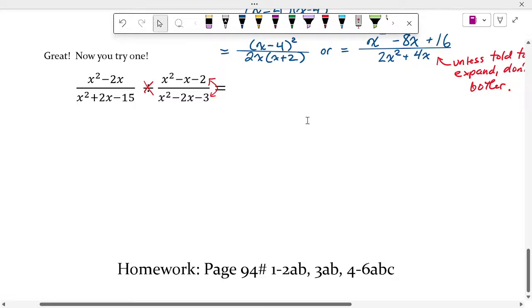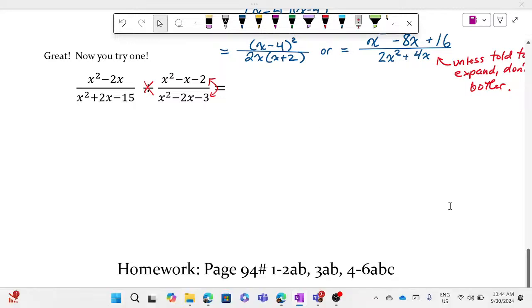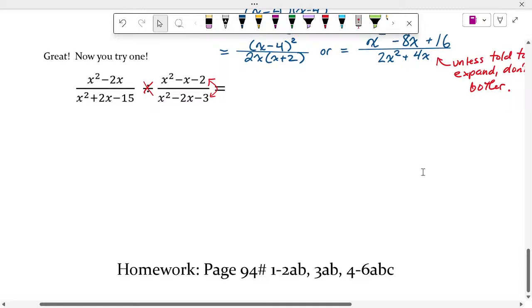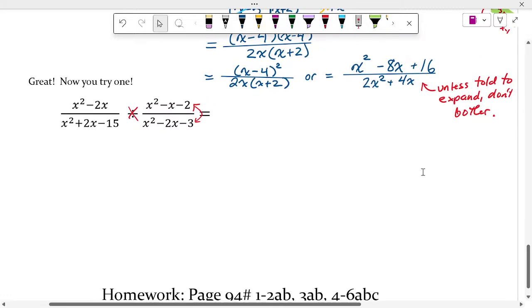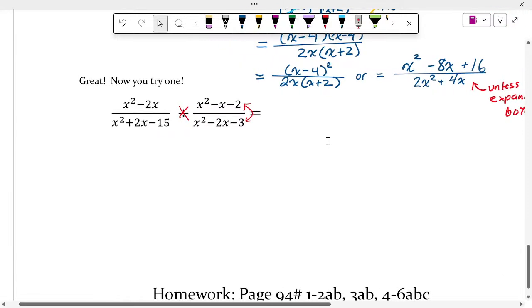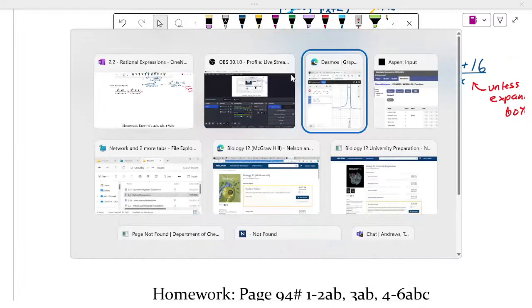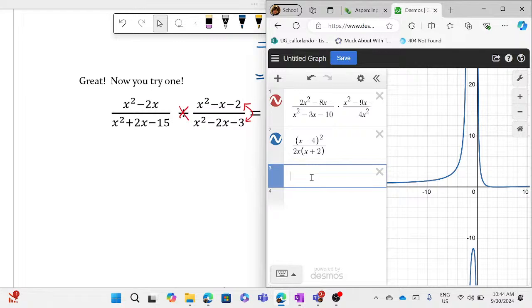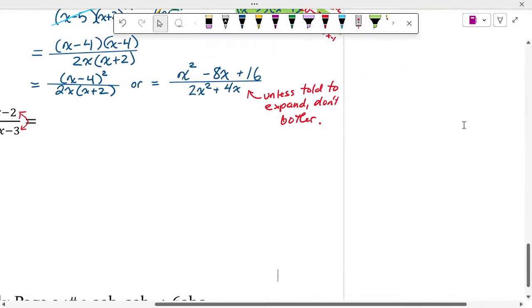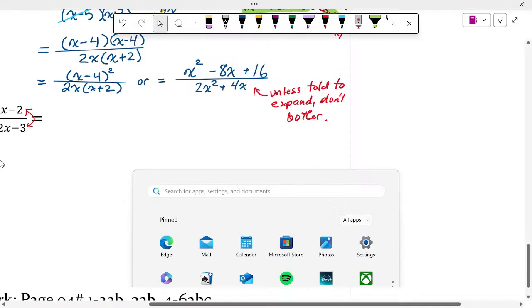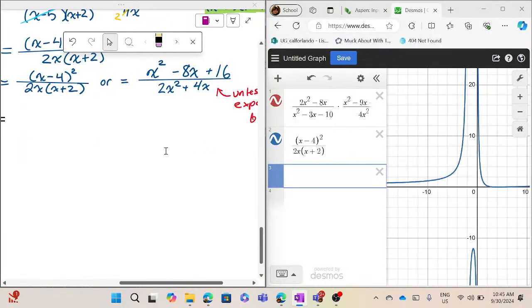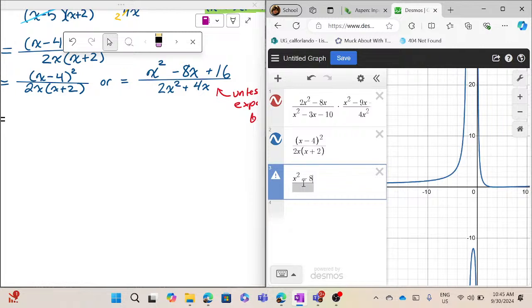It's just a good skill to have. Sometimes you'll have to expand it because I'll say, express your answer in expanded form. But if I don't say that... Oh, and if we want to check it in Desmos, do we have to expand it? No, I didn't expand it, right? If you look here, I just put in the factored form. Now, if I want to check and make sure I expanded properly, I could put that in too, right? So if I wanted to, I could also plug that in, and this should make the exact same function.